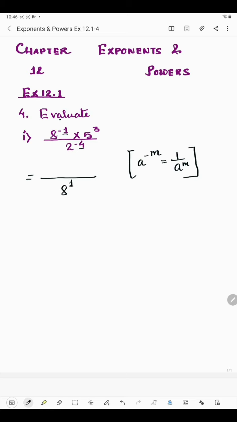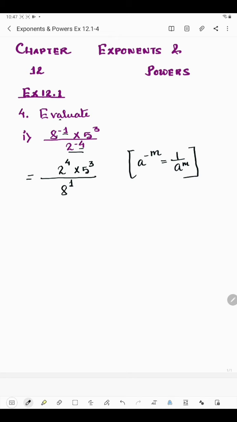The exponent will become positive now. Now 2 to the power minus 4. Here also we have the negative exponent, and to make it positive we write the reciprocal of 2. So 2 is in the denominator, so 2 will come to the numerator, and we will have the positive exponent, which is 2 to the power 4. In this way, by writing the reciprocal form, we make the exponent positive. Now 5 to the power 3 has a positive exponent, so we don't have to do anything, it will remain the same in that position.